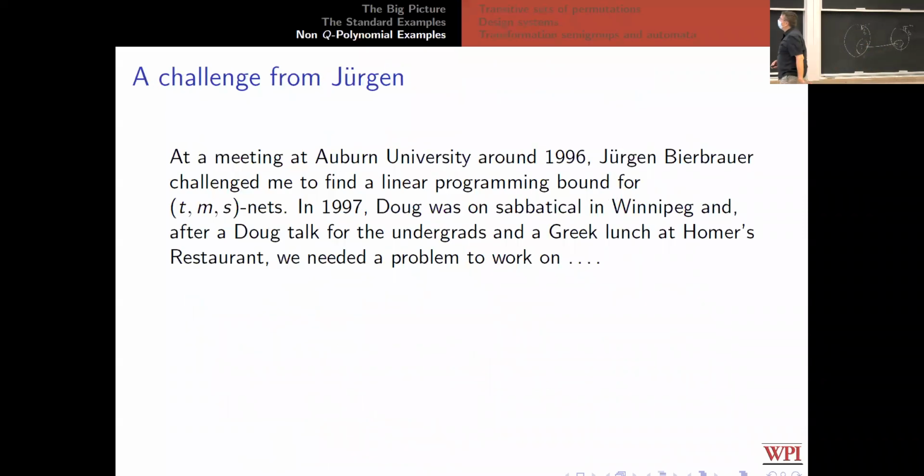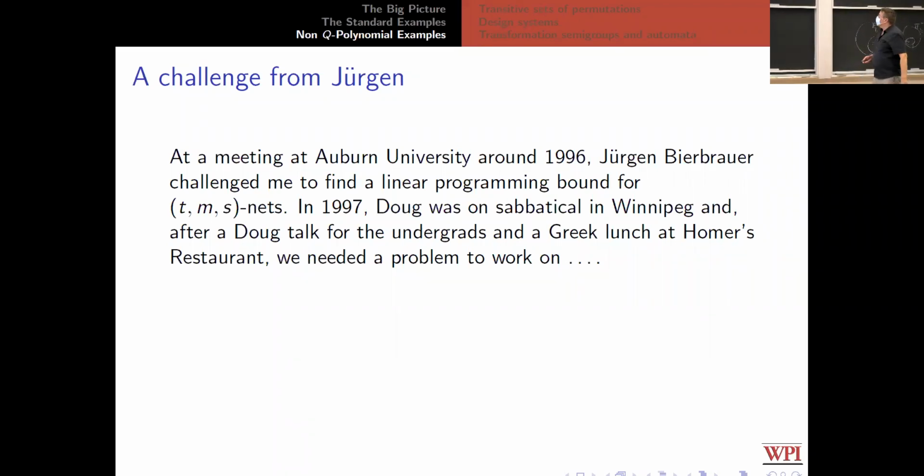Next example. Okay, Jürgen Bierbrauer told me in Auburn that there are these things called TMS nets, which Charlie had written about, and I read Charlie's short summary of what the thing is, and Jürgen said, find a linear programming bound for this, because as soon as you have an association scheme, you have a design theory, you have linear programming bounds, you have a Rao bound, you have all these tools.